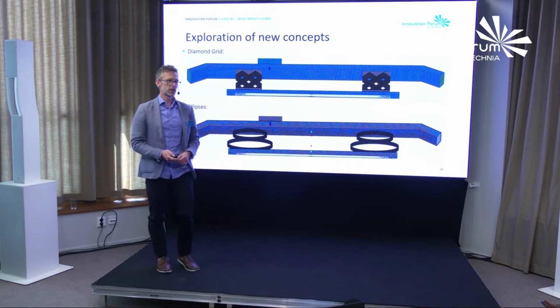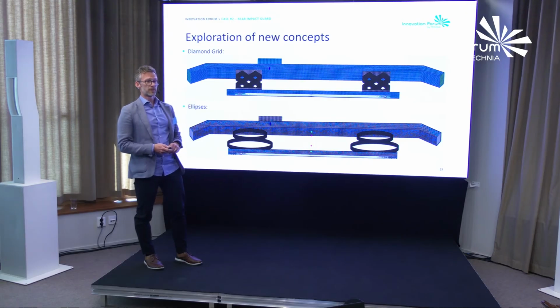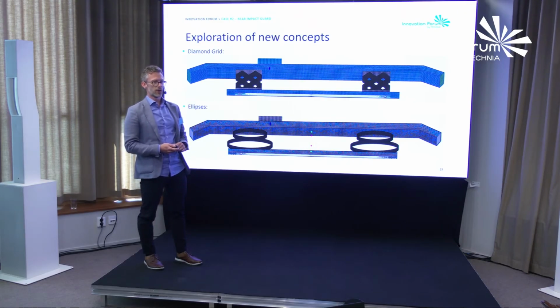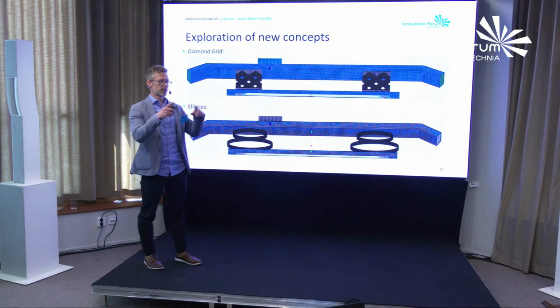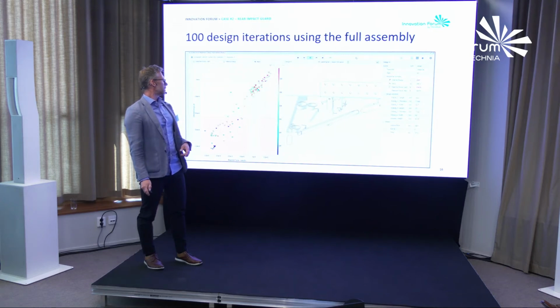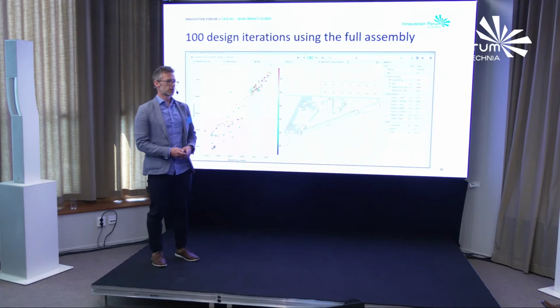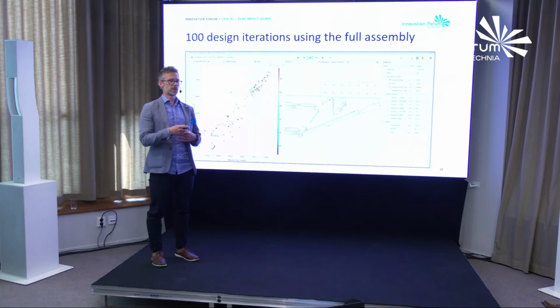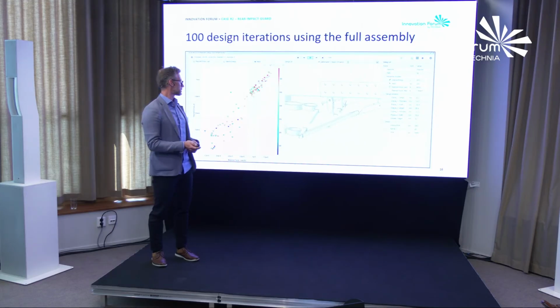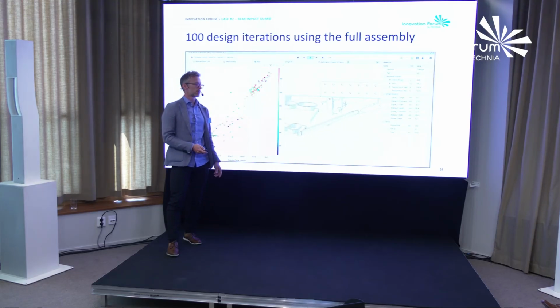So we tried out first the diamond grid design, which would probably work, but it's also very difficult to manufacture. So instead, we decided to try something more simple. It's two circles. So you just bend a steel plate. And with this design, we needed to include also the full frame, because it becomes so stiff, so we need to include more to get realistic boundary conditions. And as you can see here, we have a lot of design alternatives matching what we are looking for.